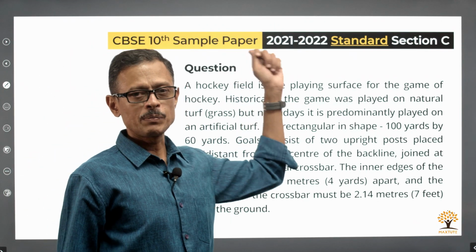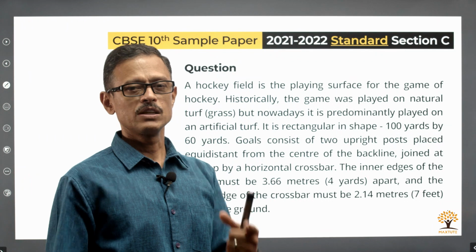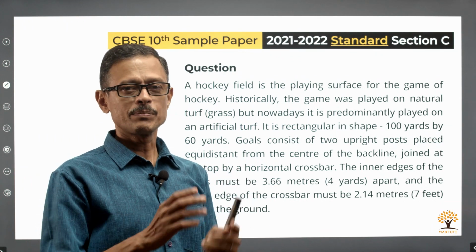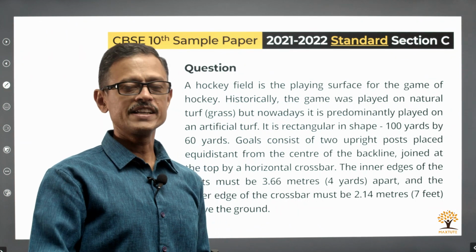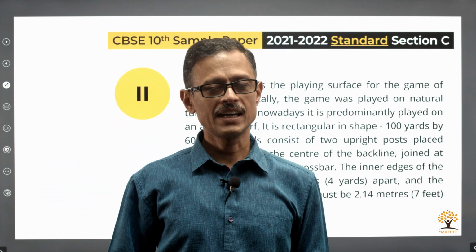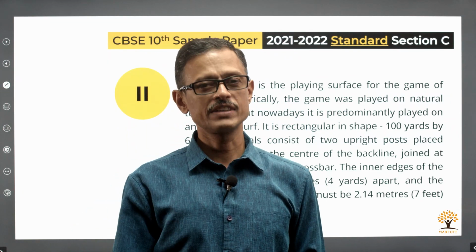Video solution to the sample paper given by the CBSE Board for Class 10 Math Academic Year 21-22. We are looking at Term 1 Standard Paper Section C, which is essentially the case study based questions. The second case study, coordinate geometry, is the chapter from which we have this. 5 questions in it, all of them are multiple choice questions. We need to answer 4 out of these 5.